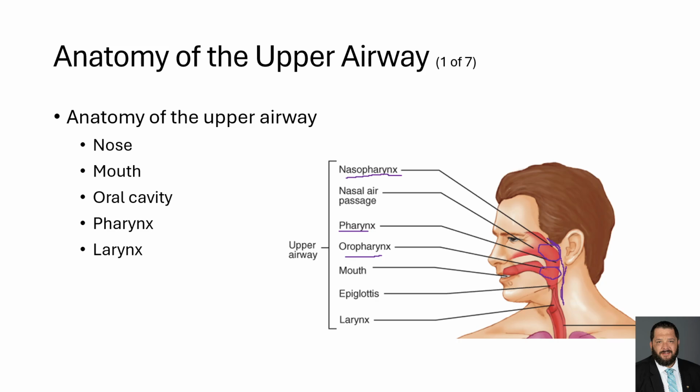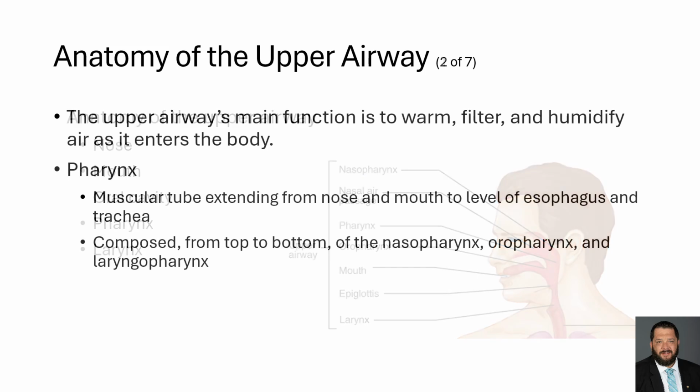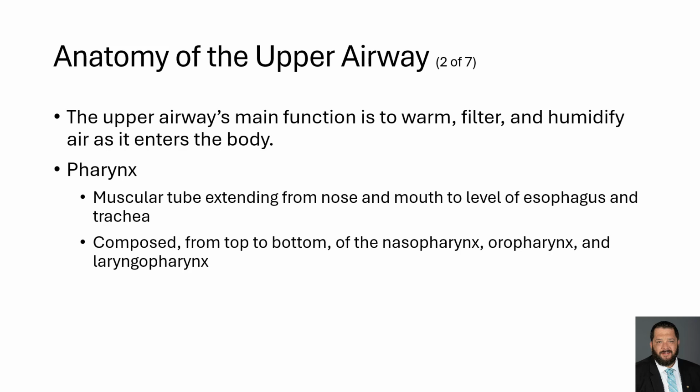You can see the mouth here on the image, as well as the opening, or the nares, of the nose, opening up into the nasal passage, moving air into the nasopharynx. Below the oropharynx is what is called the hypopharynx, the area just below the oropharynx, where the epiglottis is. And once you move through the glottic opening, you move into the larynx. We'll talk about that in more depth and detail shortly. The upper airway's main function is to warm, filter, and humidify air as it enters the body.